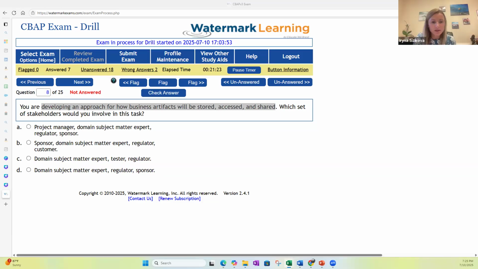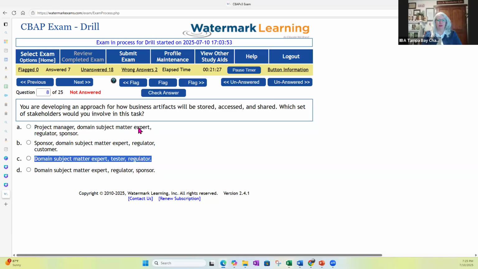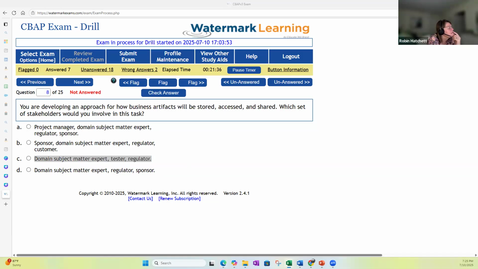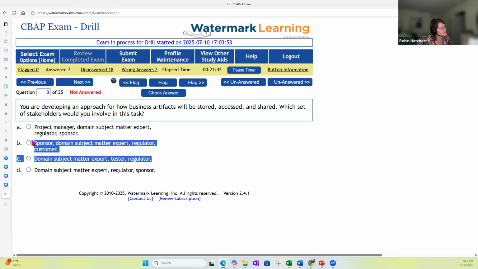I would eliminate C. Tester is not a stakeholder in anything in chapter 3, I think. I'd also eliminate B. I don't think customers are part of it. No, that's not in it either. Okay, so we can eliminate C and B. A and D are very similar. The difference is project manager, and I would think they would be included. Yeah, I think it's A.